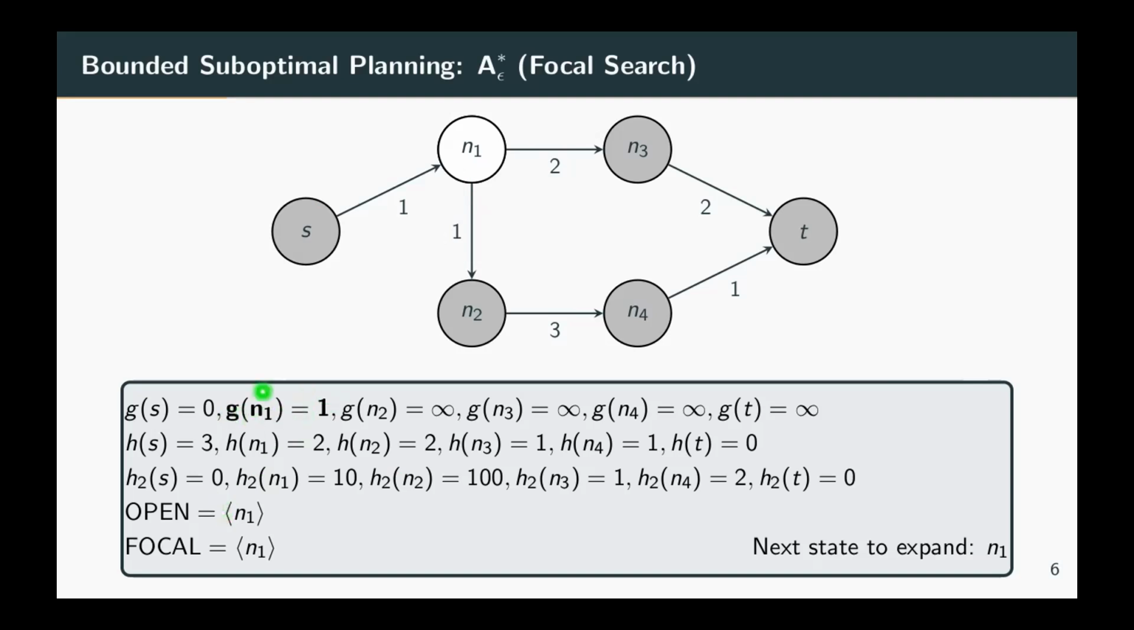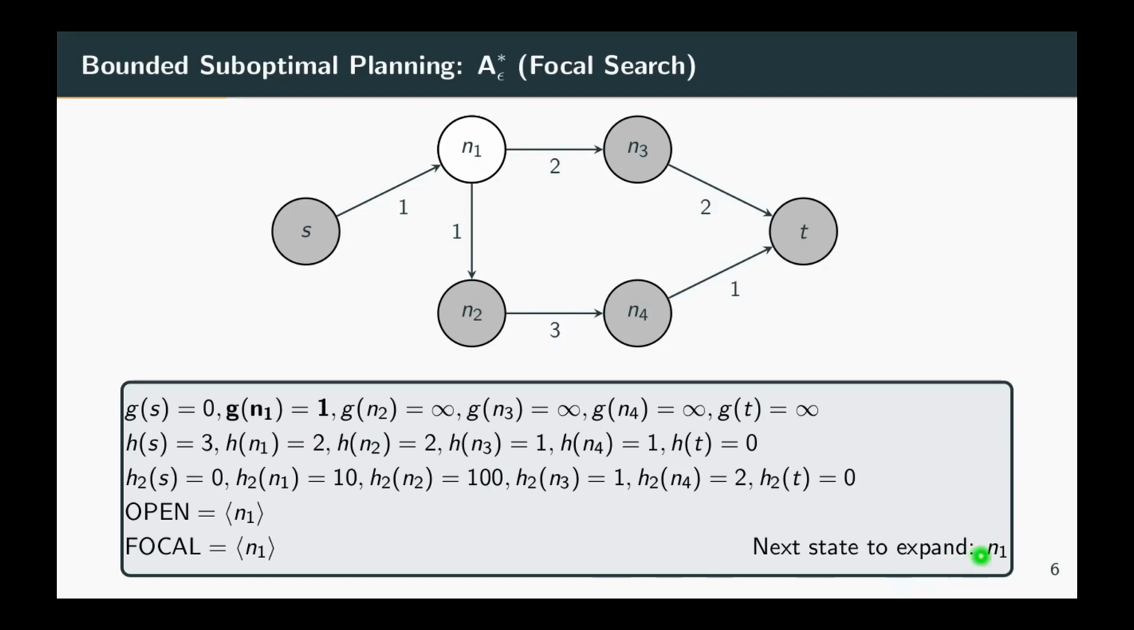And that means we now have a new G value, which is the cost from the start, which is 1. Which also means we can technically compute the F value now. That would be G plus H, which is 3. So open has a value of 3. And then the focal list is just one element. Open is one element, which means focal is also one element.